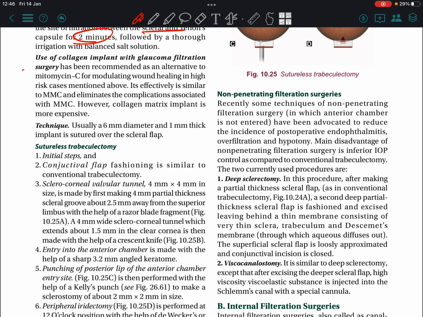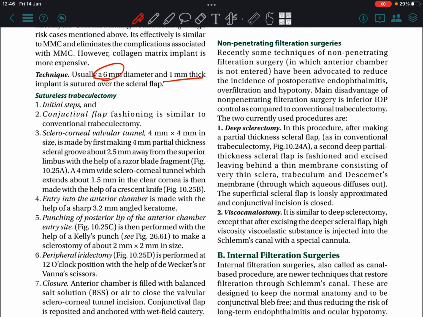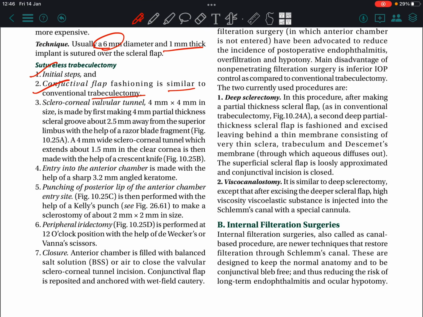Use of collagen implant with glaucoma filtration surgery. Technique: usually a 6 mm diameter, 1 mm thick implant is sutured over the scleral flap. Initial step: conjunctival flap. Sutureless trabeculectomy. Initial step: conjunctival flap fashioning is similar to conventional trabeculectomy.